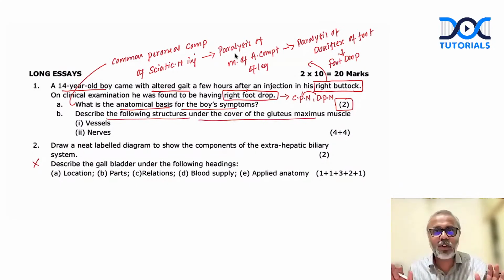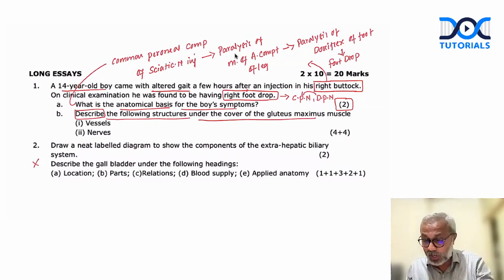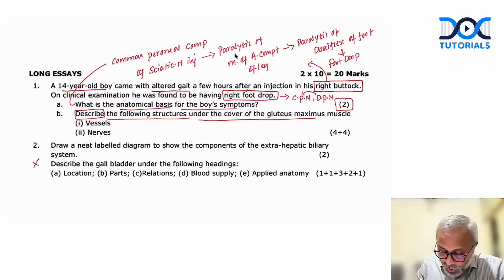Now, half an hour is gone. I've written about sciatic nerve and the question is not at all about sciatic nerve, right? So here, describe the structures under the cover of gluteus maximus. So what the headings are saying, vessels and nerves.